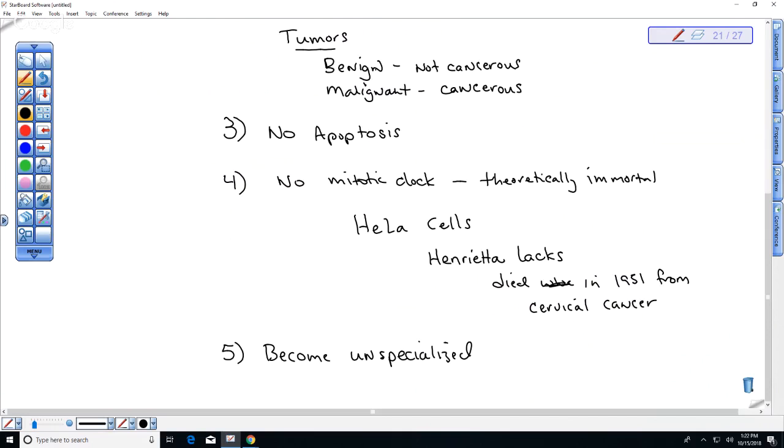Like you could talk about a skin cell becoming melanoma, and that skin cell could then travel through the blood to the brain, and then it could start to develop a tumor in the brain because it is unspecialized. So this means they become unspecialized and can travel via the circulatory system to invade other parts of the body.